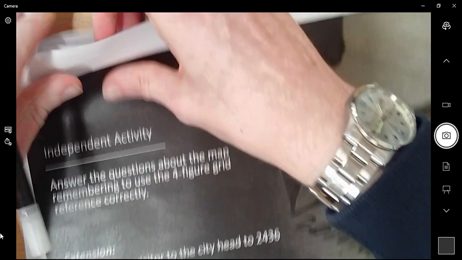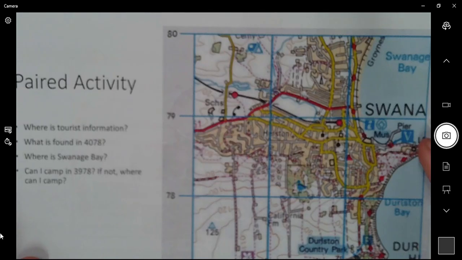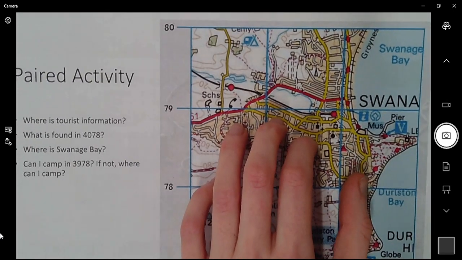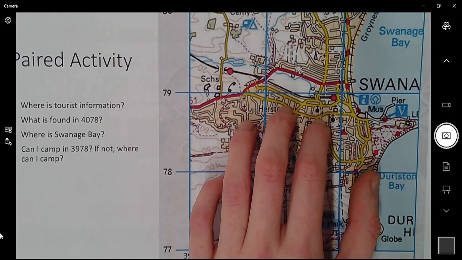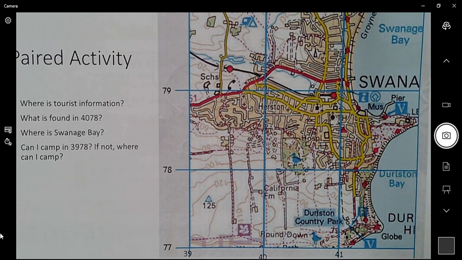So we're going to look at another activity. We're going to do another one together just so that we're ready to go for our independent very shortly. So this is a paired activity and I'm going to be your partner. We're going to look at an actual map from an OS map, so it's slightly trickier than before, and we're going to see how we can get on. So I have my numbers on my easting here, 39, 40 and 41, and I have my numbers on my northing as well, all the way up here.